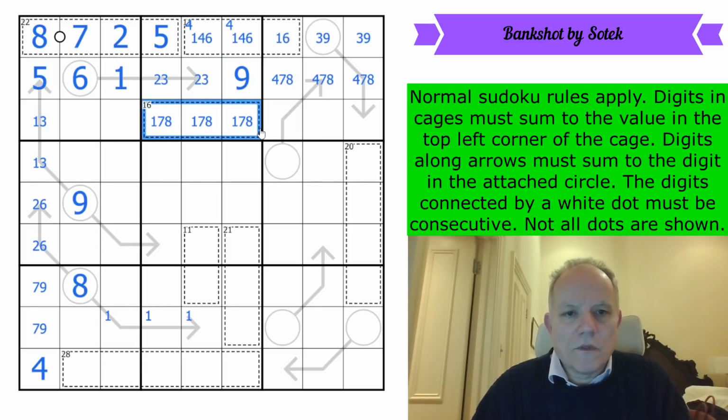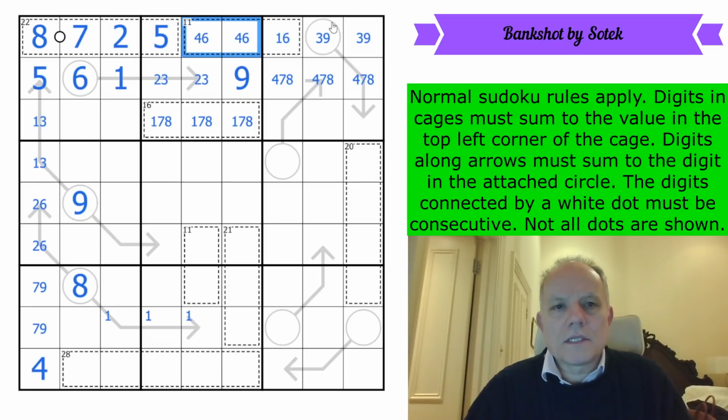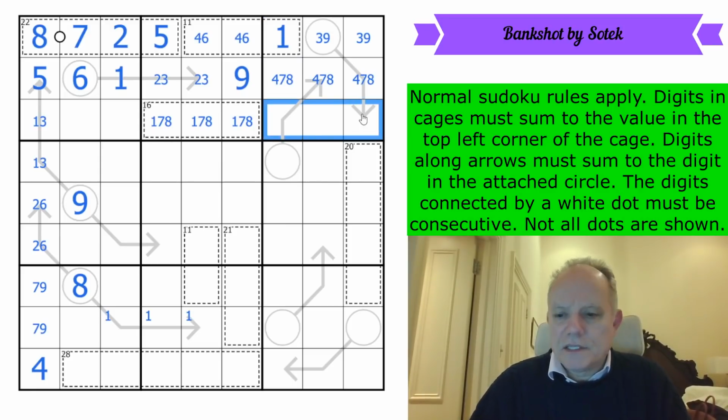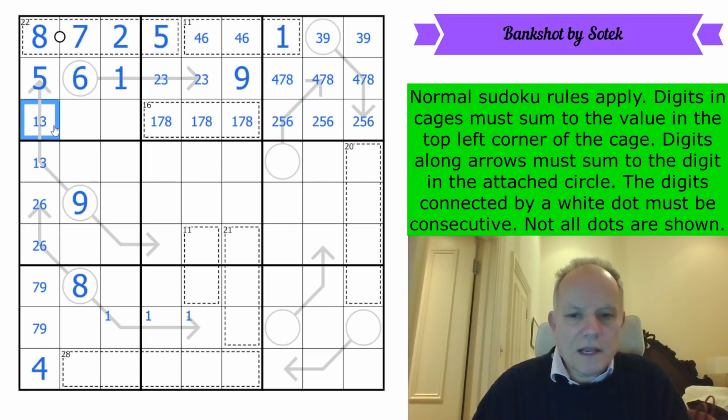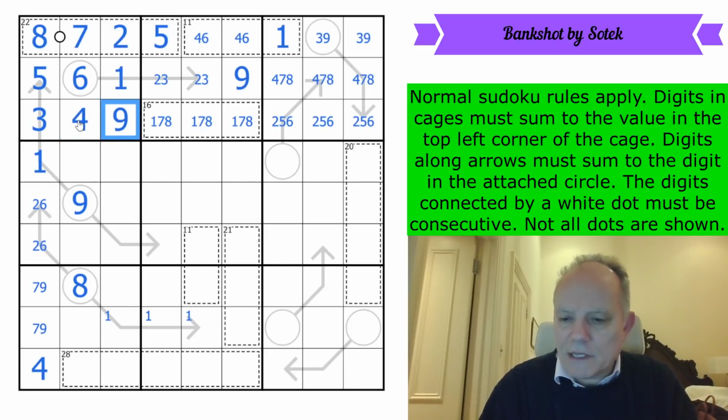Oh, and there's 1 in these, somewhere in these 3 cells, so not in those 2. So that's a 4, 6 pair. This is a 1. This is a 2, 5, 6 triple. That has become a 3. 4 and 9 can be placed. The whole of box 1 is suddenly done already.